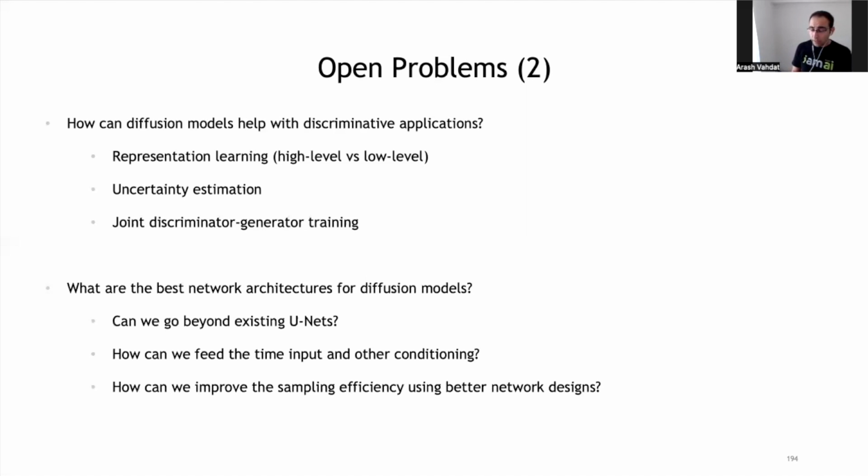The community has mostly been using U-Net architectures for modeling the score function in diffusion models. But one question is whether we can go beyond U-Nets and come up with better architectures for diffusion models. One specific open area is how we can feed time input or other conditioning into diffusion models, and how we can potentially improve the sampling efficiency, or reduce the latency of sampling from diffusion models, using better network design.